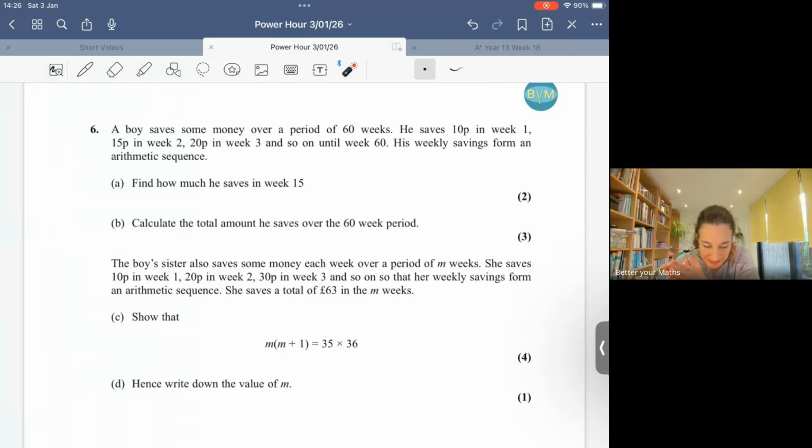So a boy saves some money over a period of 60 weeks. He saves 10p in week 1, 15p in week 2, 20p in week 3, and so on until week 16. His weekly savings form an arithmetic sequence, which is not new really for anyone. Find how much he saves in week 15.